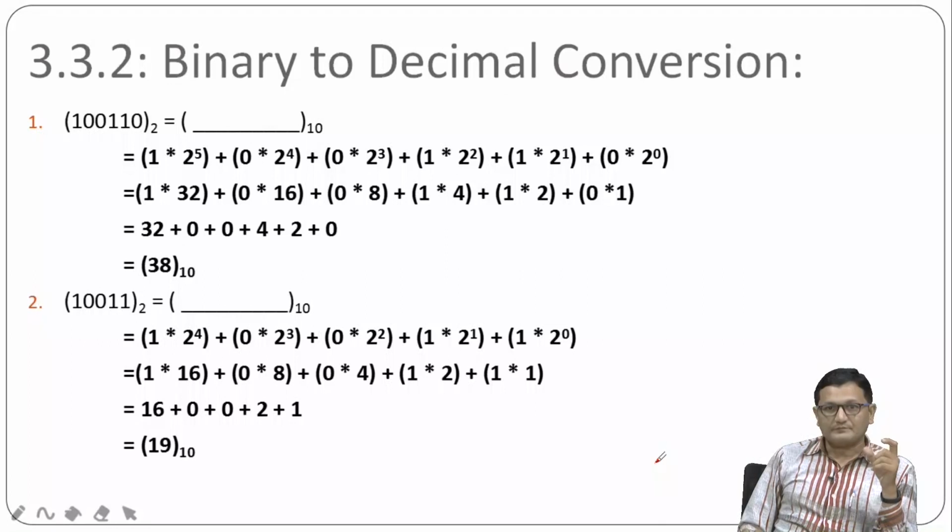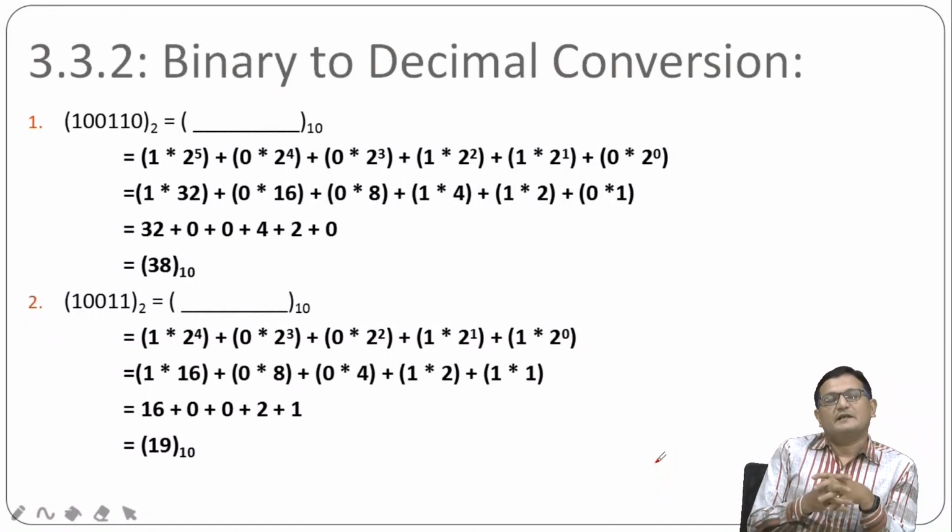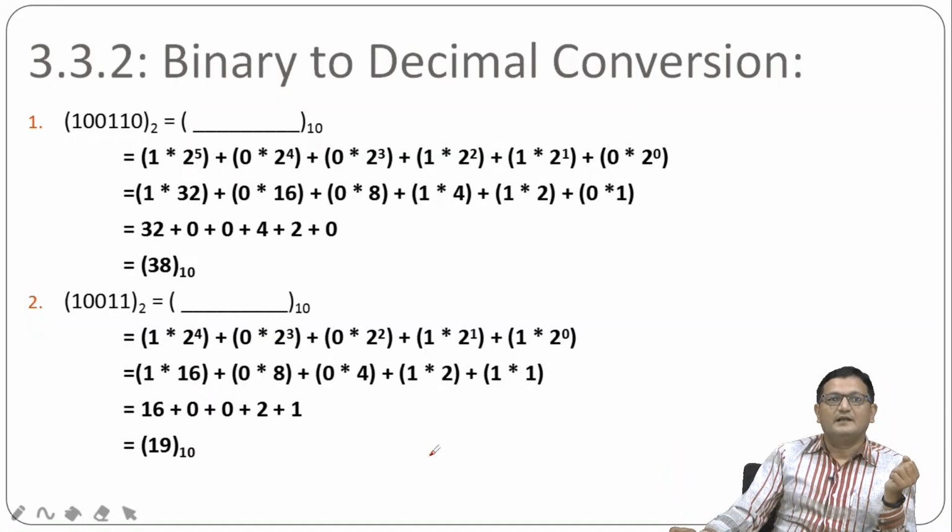Now, suppose someone says this is the binary which is given to you, and you convert it into decimal. So here what we need to do is, this is the binary which is, suppose, given.